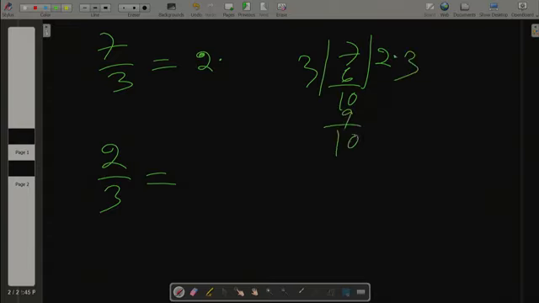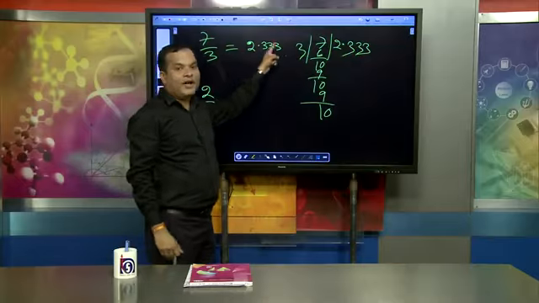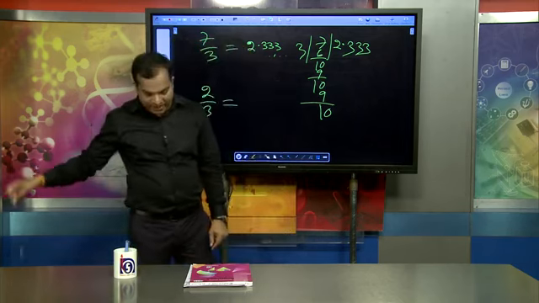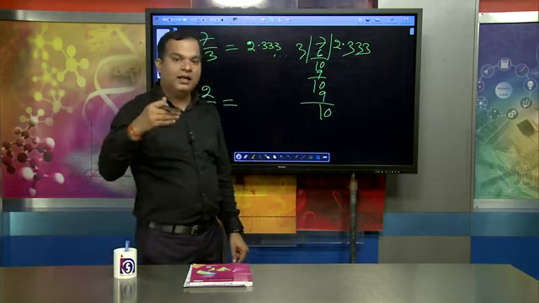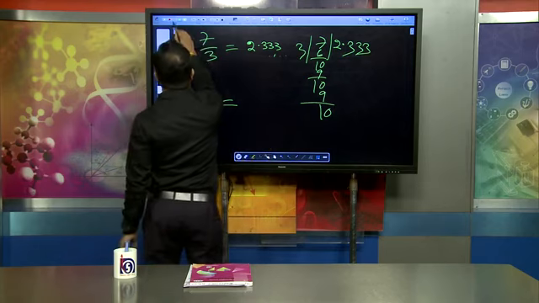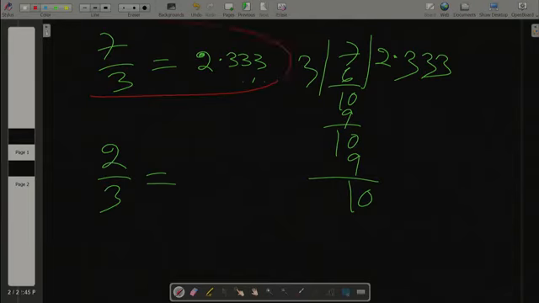You will get 2.3. Again you will get 10. You will get 3, that is 9. Again you will get 10, that is 3. So you will get 2.33333 dot dot dot. That means after the decimal the points are repeating. Of course, it is non-terminating, but we can say these are repeating. This case is known as non-terminating and repeating. Repeating means after the decimal the points are repeating.